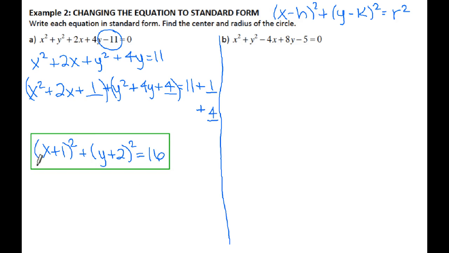The question also asks to state the center and the radius. So my center in this form is going to be (-1, -2). This is r squared, so your radius is going to be 4.